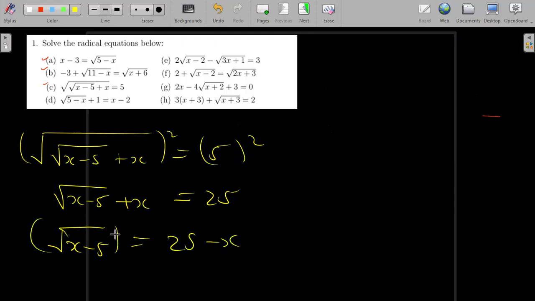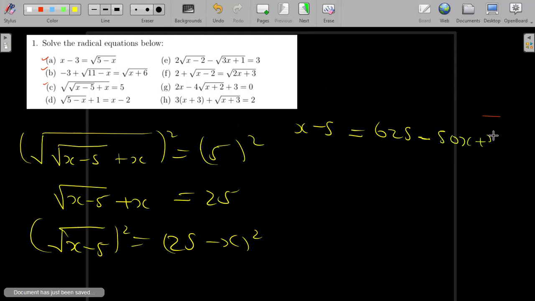So I square again there, square this side, then I remain with x minus 5, and this is equal to what? X minus 5 that side. I have 25, so 20, that's 25 by 20. I can expand that. 5 by 25 gives me 625. Then I have minus 50x. Then I have a plus x squared. This is what I get.